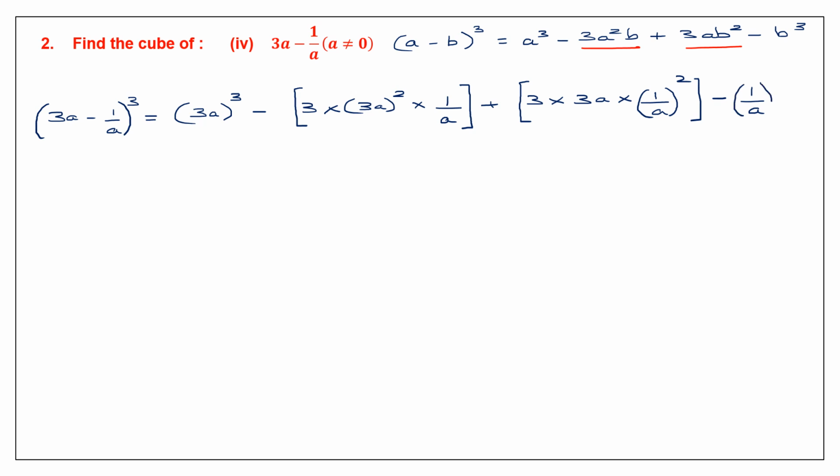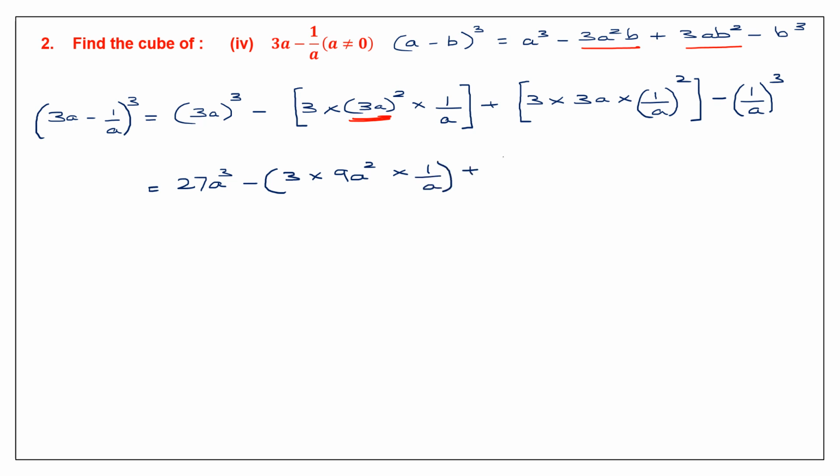So the whole cube. Now let's simplify this. So we start with the first part, 3a the whole cube. That means 3 into 3 into 3. 3 3s are 9, 9 3s are 27. 27, a into a is a cube minus, now here we're going to work out what is within brackets. So we'll continue to keep it in brackets. So that is 3 into, now this part is 3a the whole square. That means 3 into 3, which is 9, a into a, which is a square, into 1 by a.